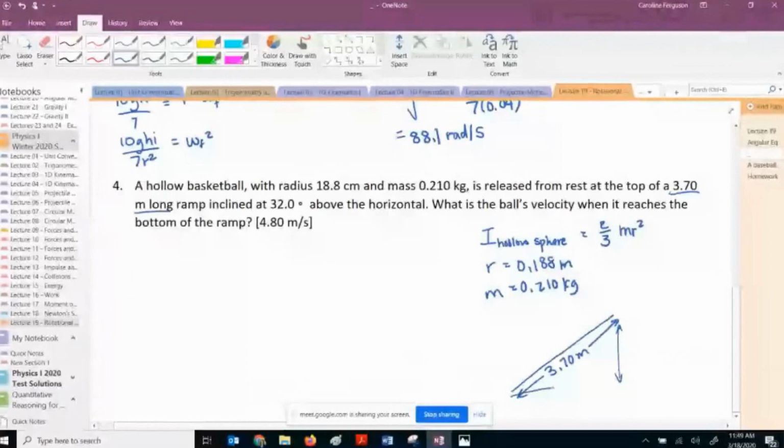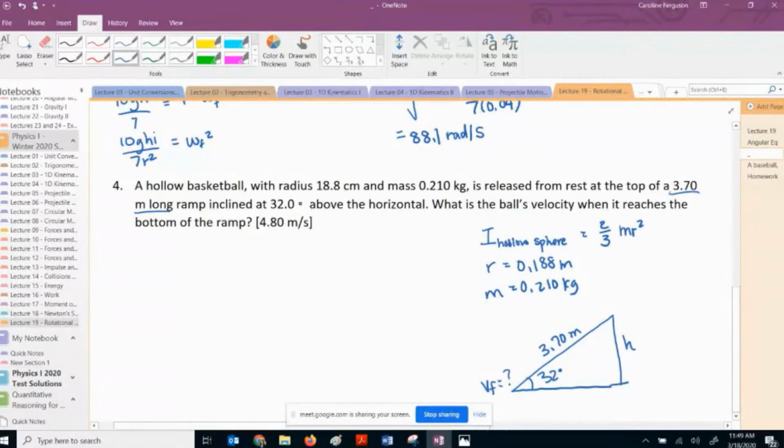And it's inclined at 32 degrees, so we can do the same thing that we did previously with sine, with SOHCAHTOA, to find out what the height is. Let me just clean this up. Isn't it the same idea as question 3 and 1? Yeah, it's exactly the same thing. What is its velocity when it reaches the bottom? So we're looking for this V final here.